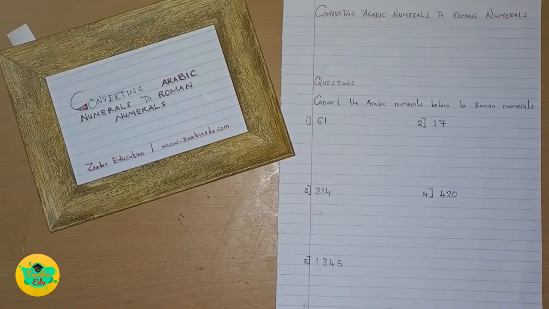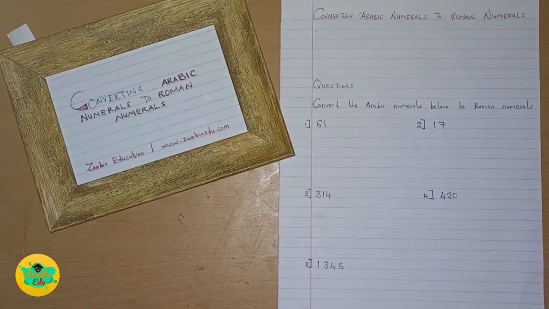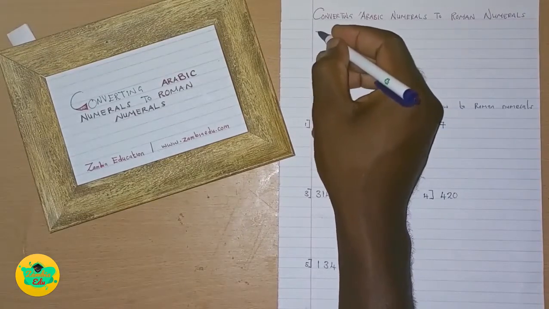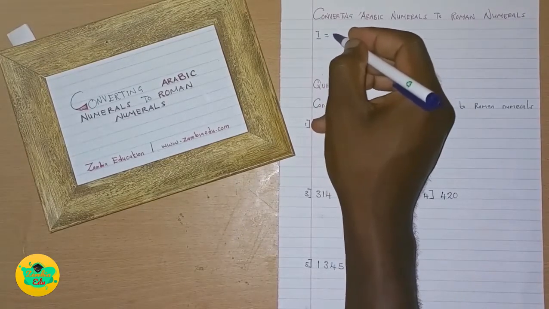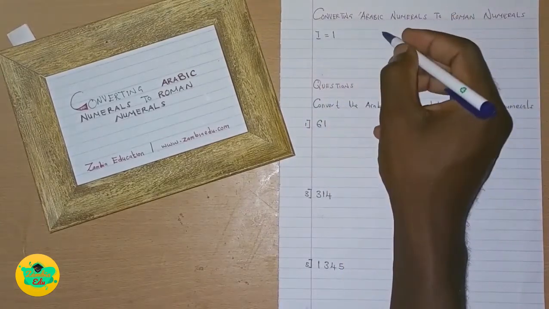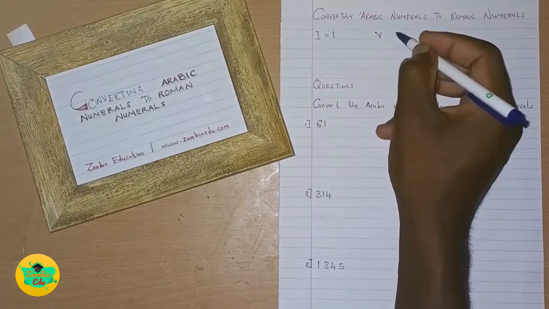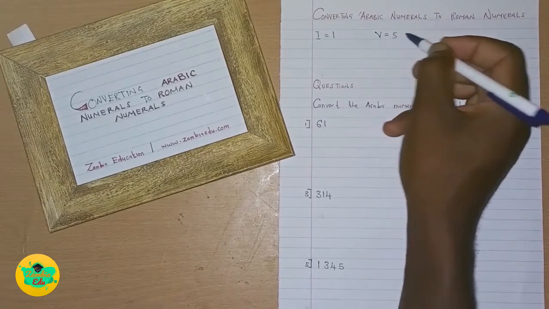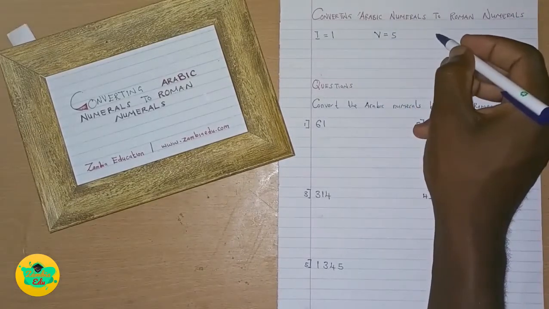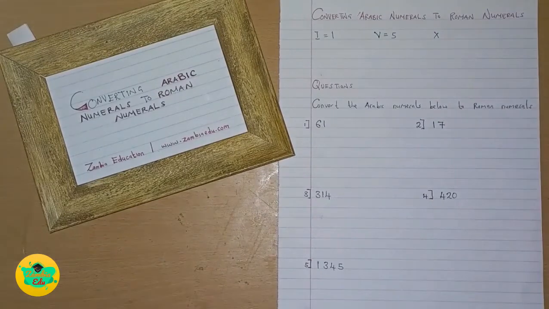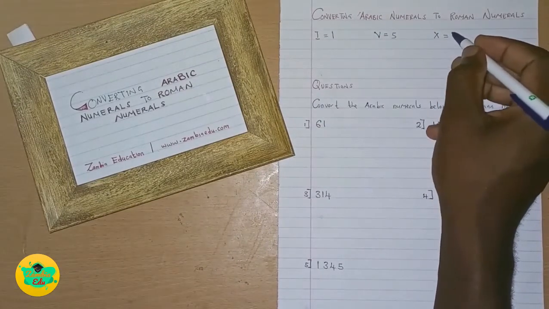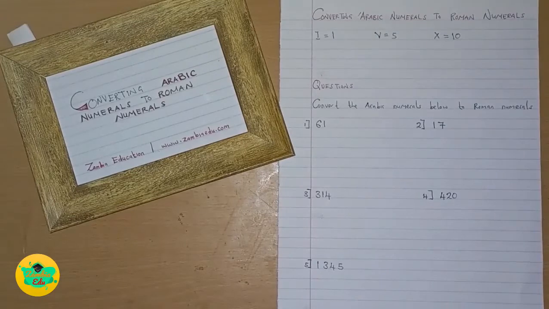First things first, for you to be able to convert Arabic numerals to Roman numerals, let's look at the 7 basic Roman symbols and their values. Firstly, you have I. I is 1. Secondly, you have the symbol V, which is equal to 5 in Arabic numerals. Thirdly, you have X in Roman numerals, which is equal to 10 in Arabic numerals.